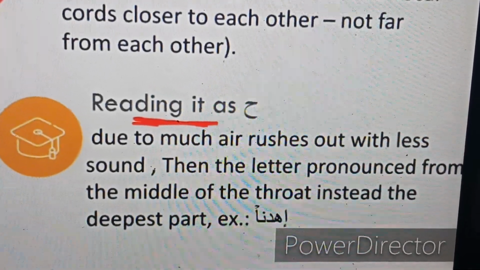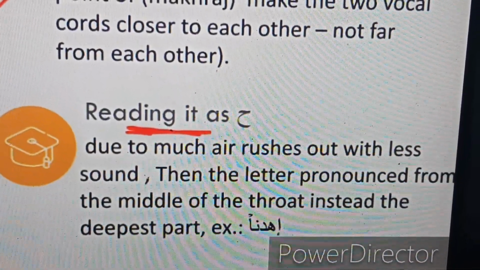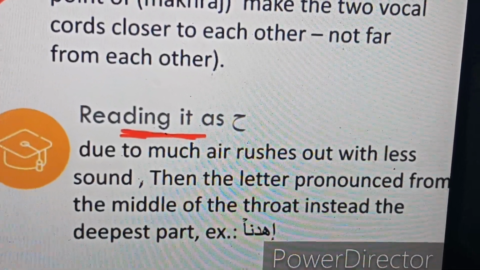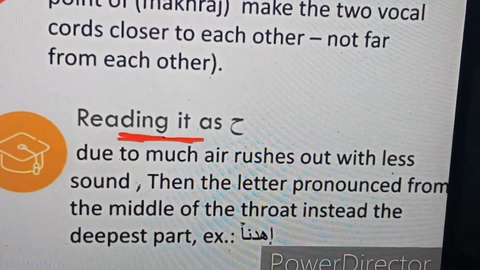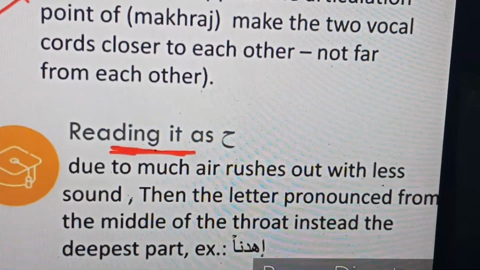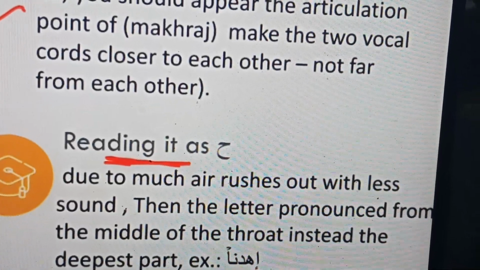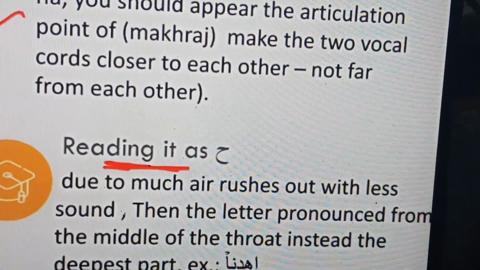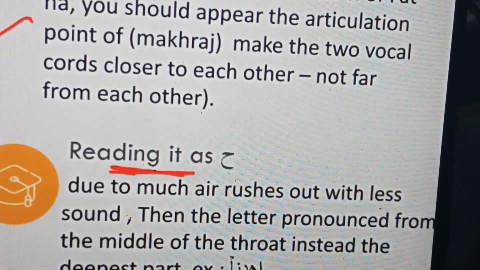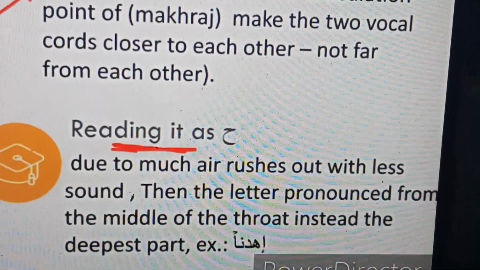Why may this mistake happen? When I allow lots of air to pass, as well as not enclosing the two vocal cords by the needed amount. So the word is ihdina, okay? People make the mistake in ihdina, so the ha is improperly changed. The ha is improperly changed.